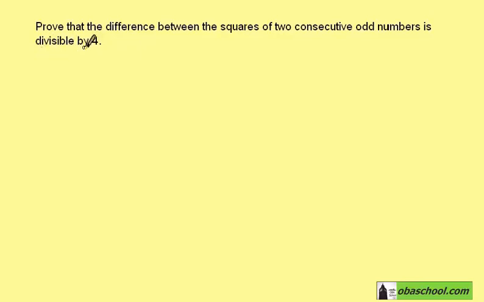We want to prove that the difference between the squares of two consecutive odd numbers is divisible by 4. Let's consider some examples. 3 squared take away 1 squared is 9 take away 1, which is 8. That's equal to 4 times 2, so it's divisible by 4. Note that 3 and 1 are consecutive odd numbers.